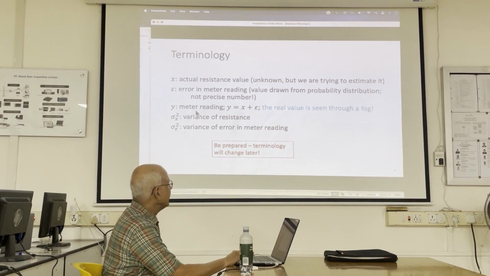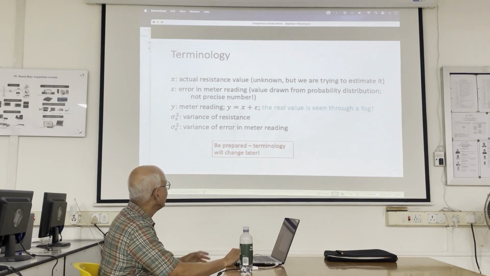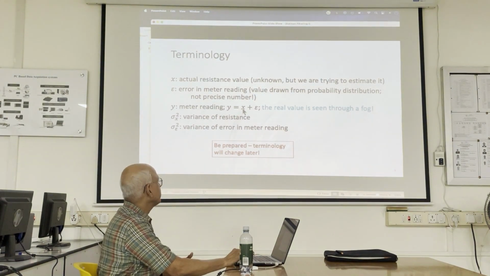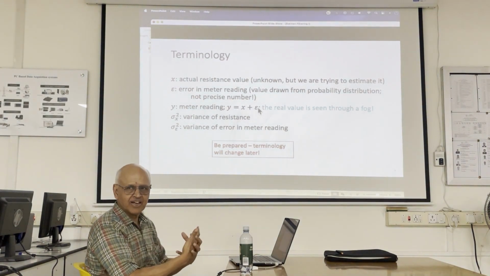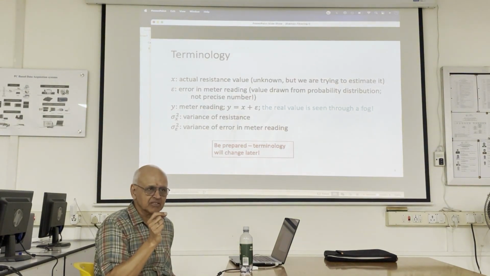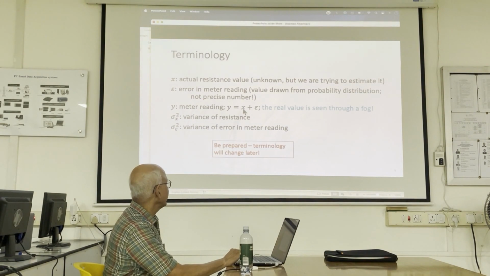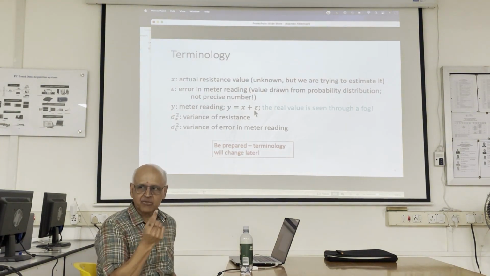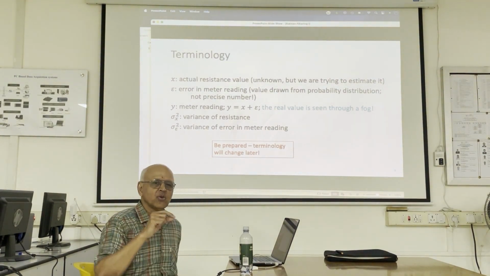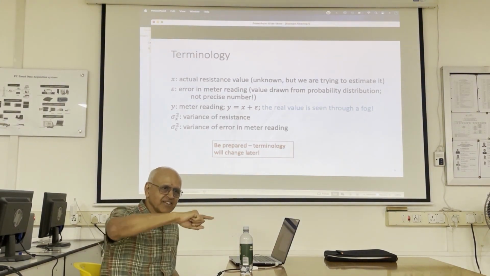So the meter reading is considered to be a noisy take or measurement of the true state. You're really trying to get X, but you can't, because anytime you measure, there is fog around the actual value. So epsilon is like a fog. Epsilon is not a precise number, because many students will say, I have the meter reading, I know what epsilon is, why don't I calculate X as Y minus epsilon? It's because epsilon is drawn from a probability distribution. If I do it again, you'll get a different epsilon, and if I do it again, a third epsilon, but all those epsilons obey that probability.